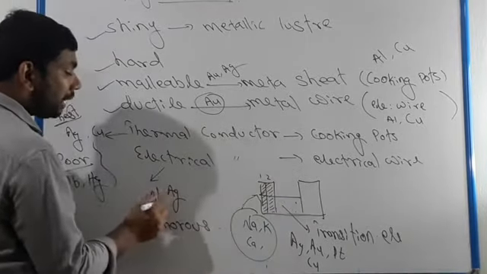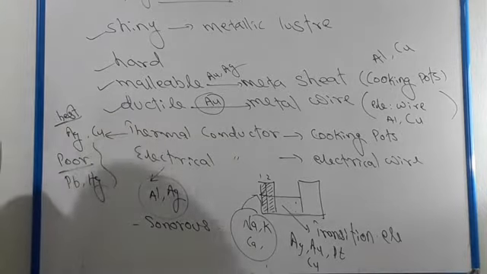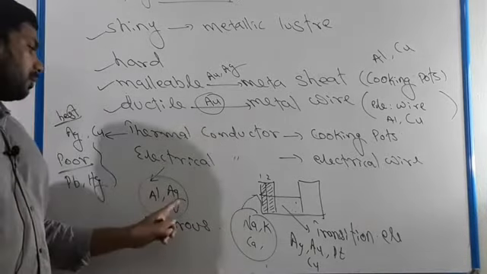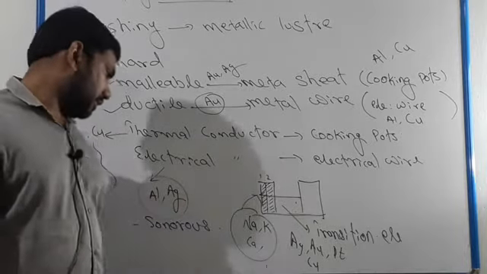Also here we discuss metals are electrical conductors. Aluminium and silver are the best electrical conductors. Which two metals are the best electrical conductors? Aluminium and silver. Aluminium and silver are the best electrical conductors.